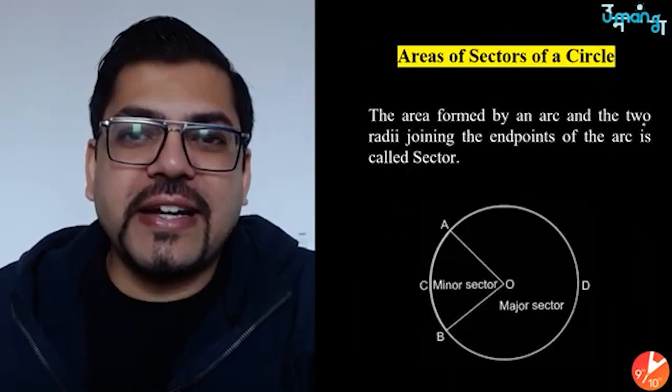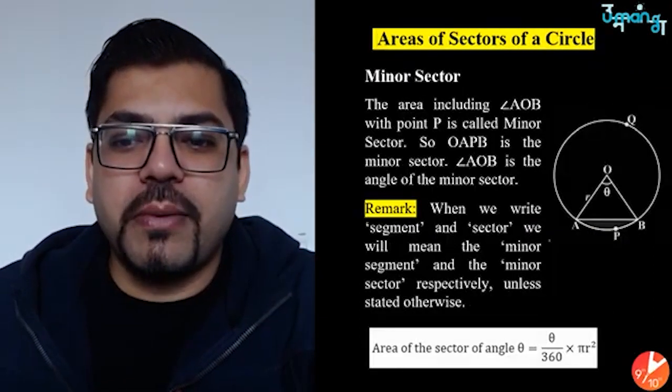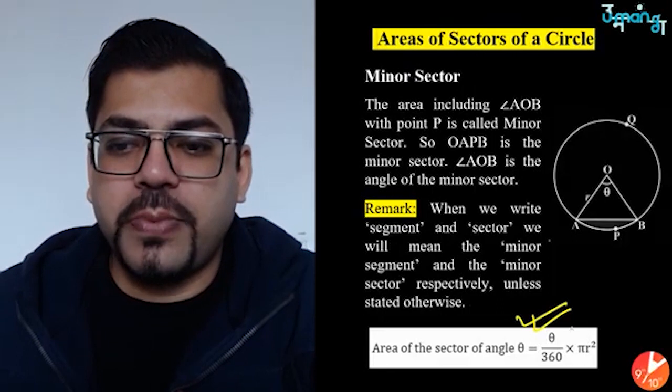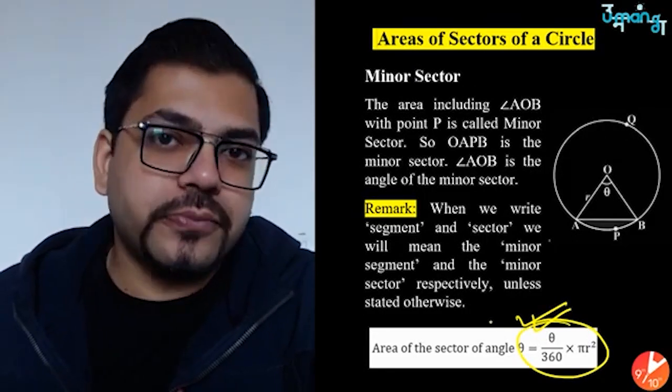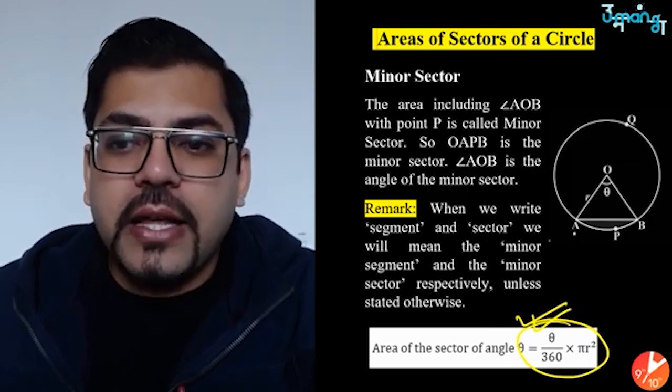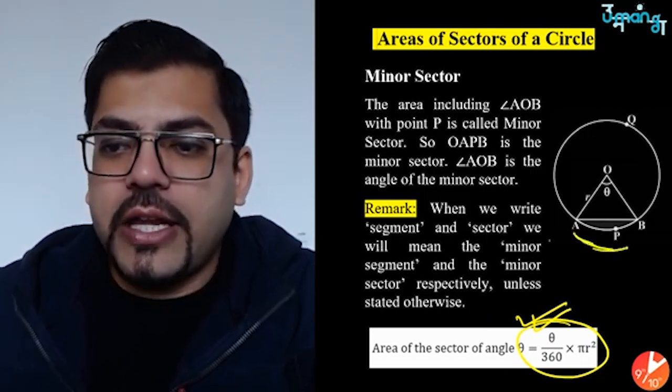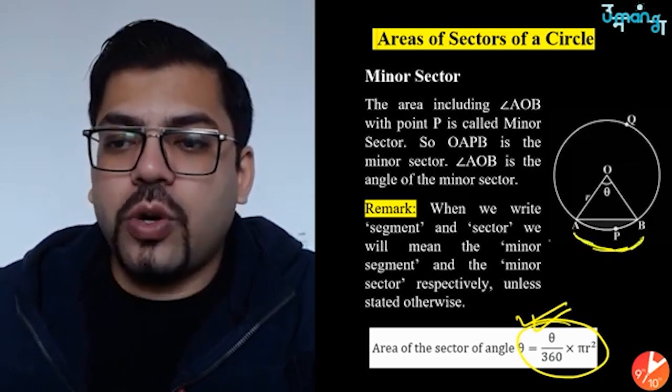Moving ahead, area of sector. So the area of sector formula, everyone should remember, is theta by 360 into pi r square. This is the most important thing, so please do remember that. Apart from that, there is also a formula for the length of the arc of this sector.